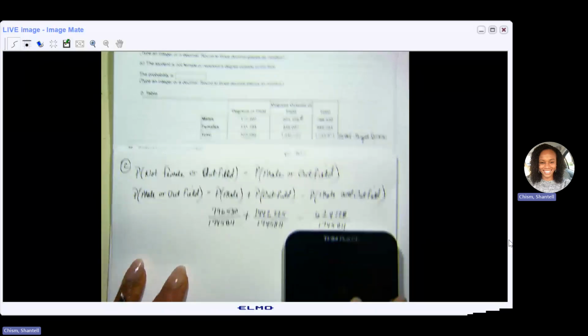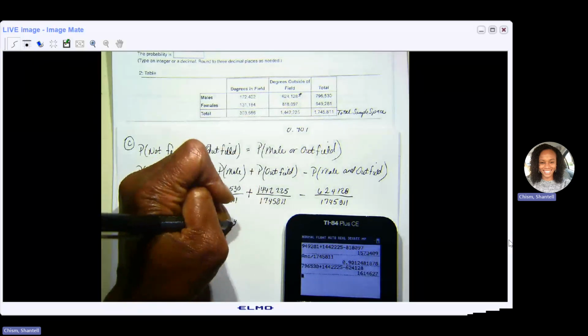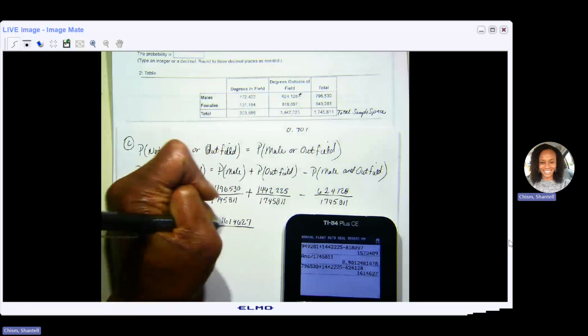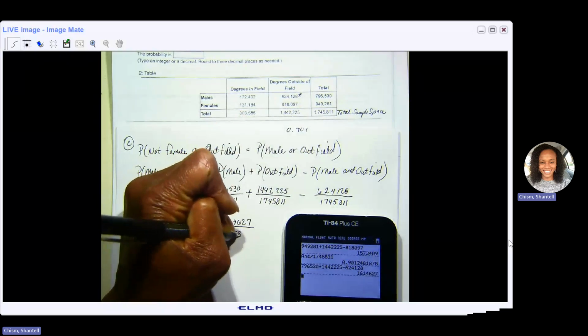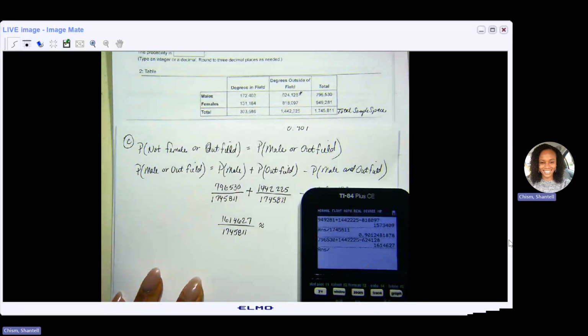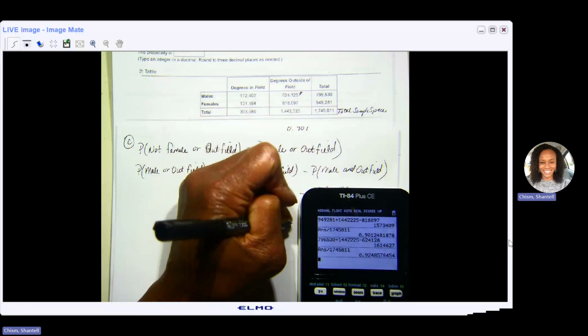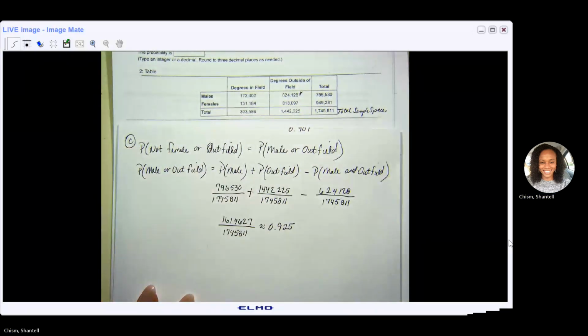So I will show that. 796,530 plus 1,442,225 minus 624,128. So we get 1,614,627 out of 1,745,811. And let's see what that gives us. So I'm going to divide that by 1,745,811. I get approximately 0.925. Okay.